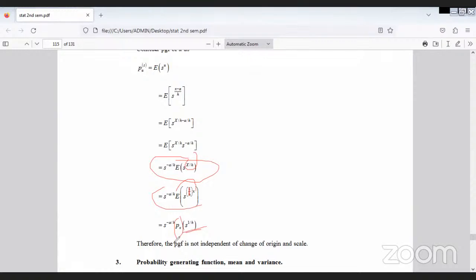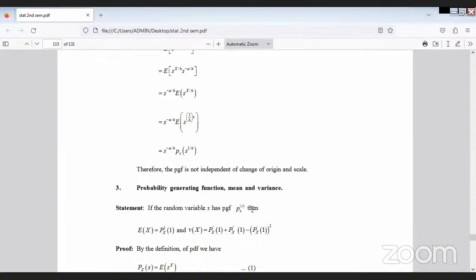Because h represents the value of origin and scale, sir. Yeah. That's why PGF is not independent of change of origin and scale. We can write here. Then probability generating function.